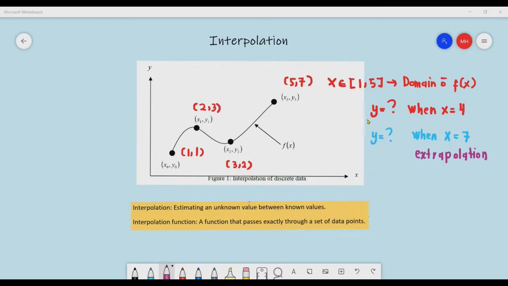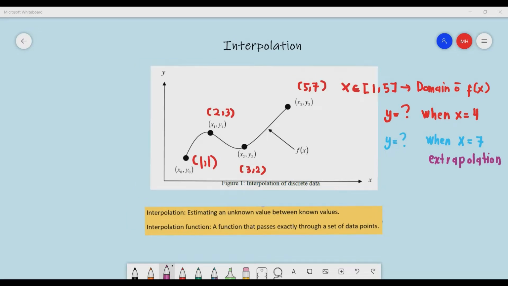In order to find the value of y, the unknown value, we need to find the function that connects all these points. So how can we set up the function that connects all these points? In order to connect all these points, we use the polynomial function. This polynomial function is also known as the interpolation function that passes all the points. It must pass all the points.